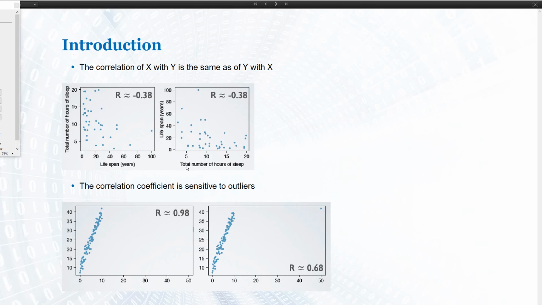And, very importantly, the correlation coefficient is extremely sensitive to outliers. Let's say I have this data, which has this correlation coefficient, and if I add one data point here, the correlation coefficient drops by 30%.